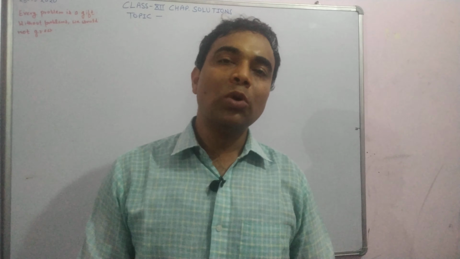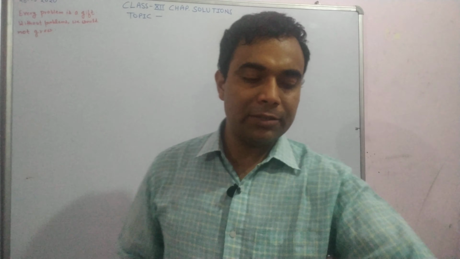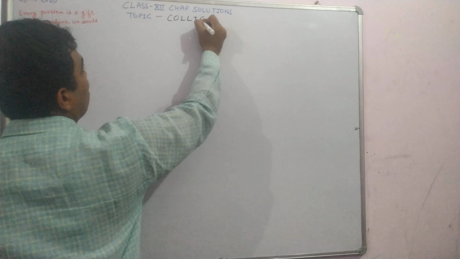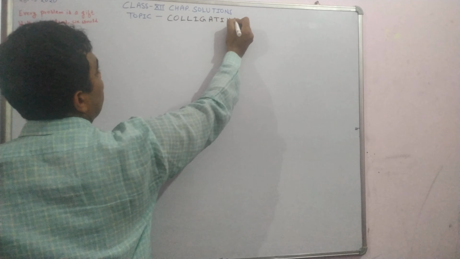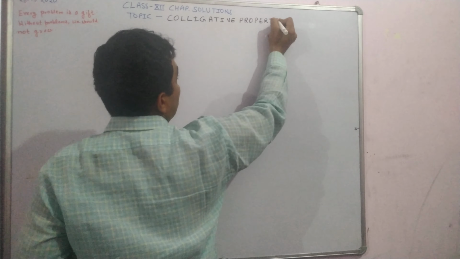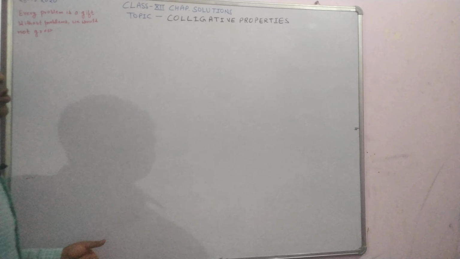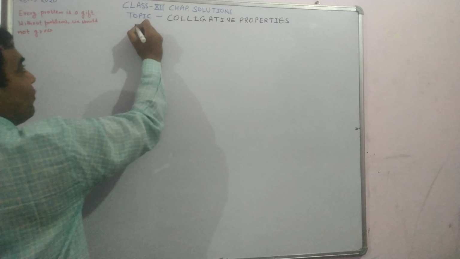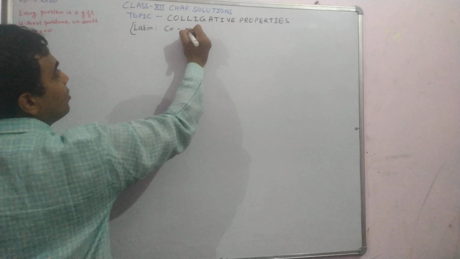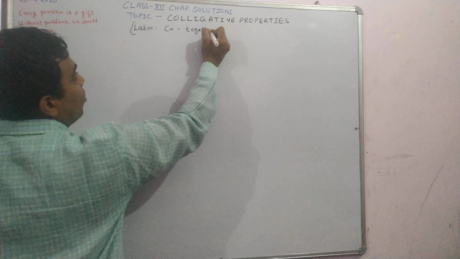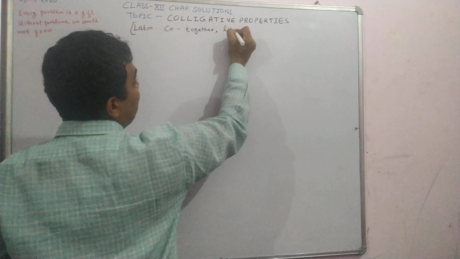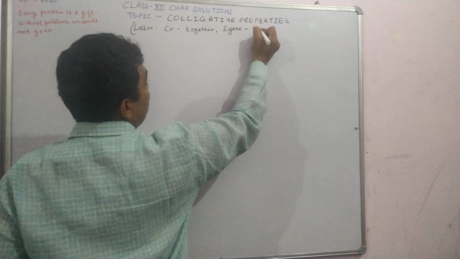Welcome learners. Today we will discuss colligative properties. This topic comes under the chapter named Solution of Class 12. In the Latin language, co means together, whereas the word ligative arises from ligare, which means to bind.